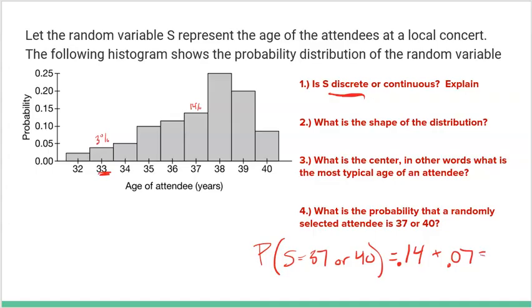But again, we have to add these together. Now, you may be asking, well, wait a minute, the OR formula, you should be subtracting the AND. Well, that's impossible. These are mutually exclusive. Nobody could be 37 and 40 at the same time. You're 37 or you're 40. You cannot be both, so I don't have to worry about subtracting anything. So add those two probabilities together, and you get 0.21 for 37 or 40.